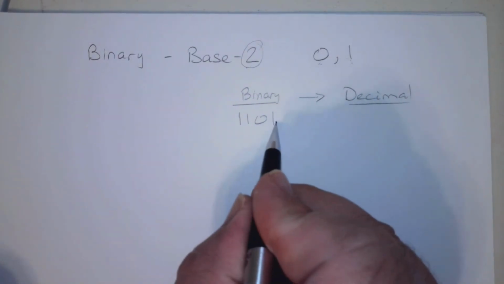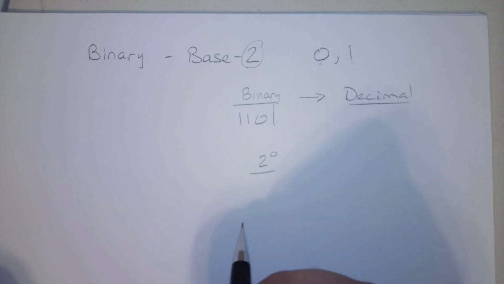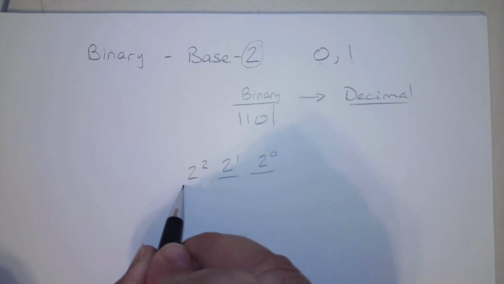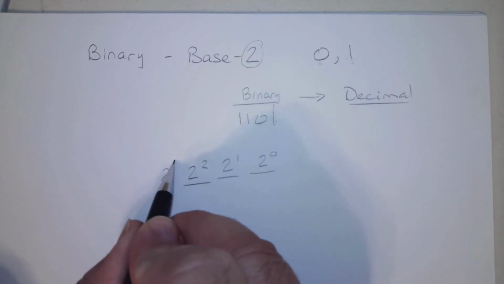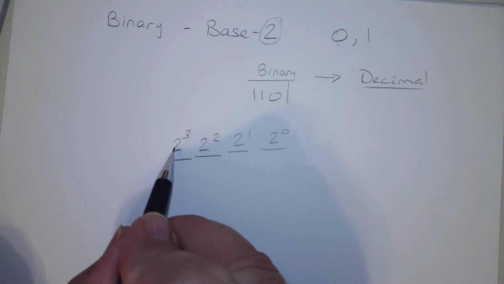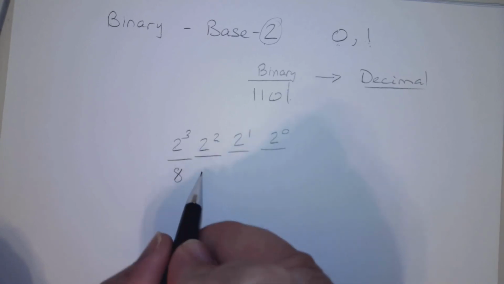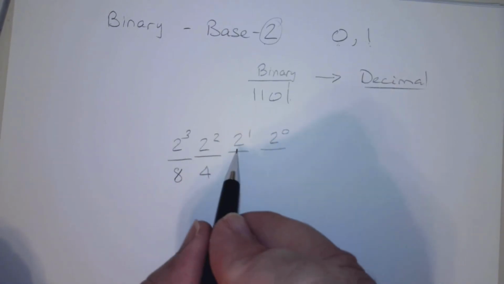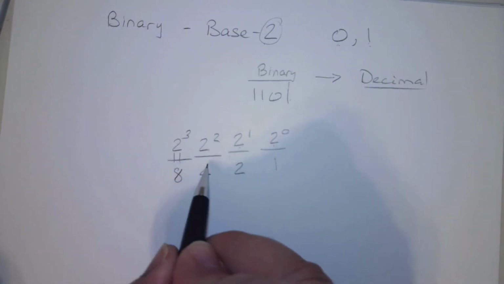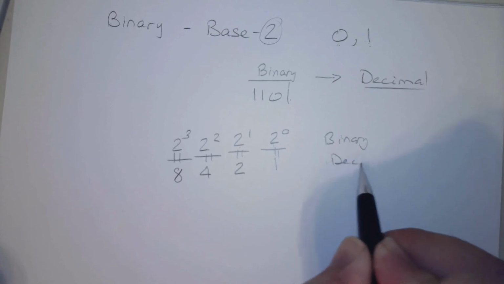Alright? So, we know the first one is 2 to the 0. The second column is 2 to the first. The third is 2 to the second. And the fourth is 2 to the third. 2 times 2 times 2 is 8. 2 squared is 4. 2 to the first is 2, 2 to the 0 is 1. These are the equivalent numbers. This is binary. These are the decimal equivalents.